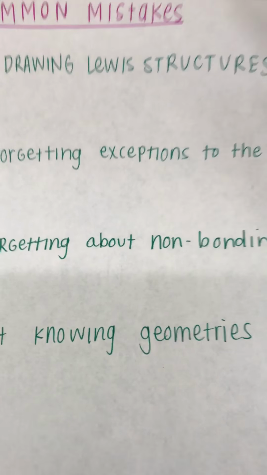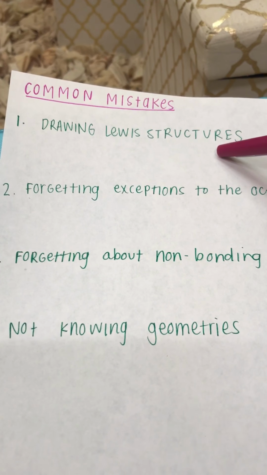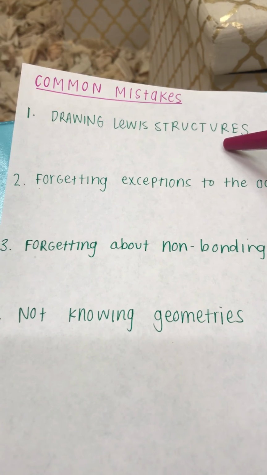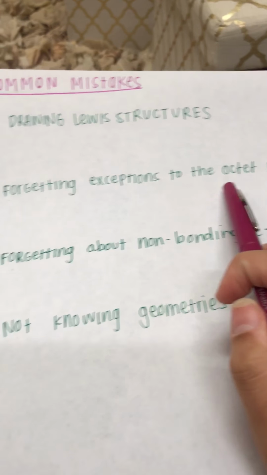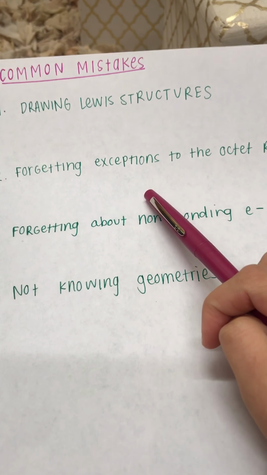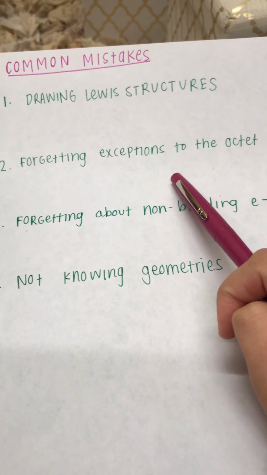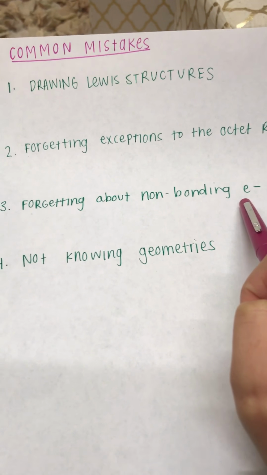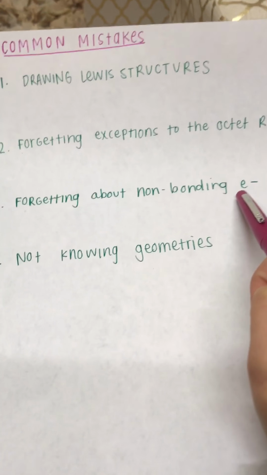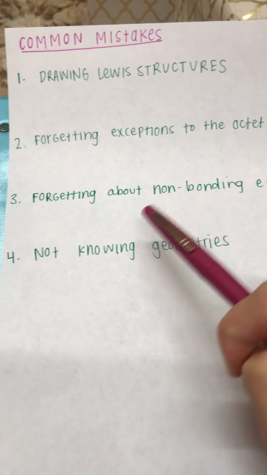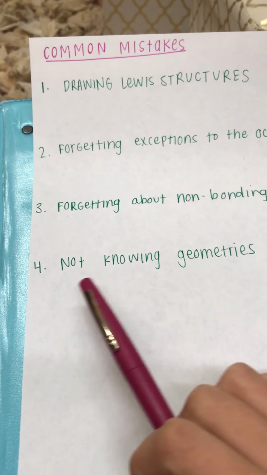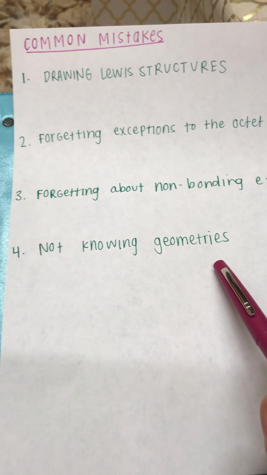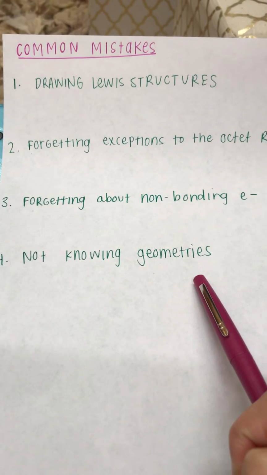Some common mistakes: 1 is drawing Lewis structures, so not knowing the valence electrons and just being lazy and not writing them correctly. 2 is forgetting the exceptions, so you have to remember the ones that can have less than 8 and ones that can have more than 8 electrons around it. 3rd is forgetting about non-bonding electrons. So when you're thinking about your structures, you have to remember the lone pairs to know your geometries. And the 4th one is not knowing the geometry, so not knowing the names and which ones look like what, because it really helps when you understand what the geometries look like.